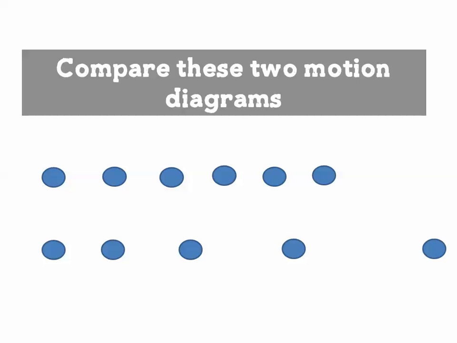I want you to compare these two motion diagrams, and we've already discussed how different spacings in the time intervals mean a changing velocity. But let's just draw vectors on these. So since the top motion diagram has equidistant spaces, all of our velocity vectors are going to be constant throughout. This is uniform motion with a constant velocity.